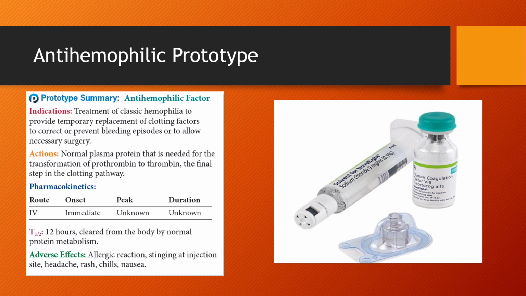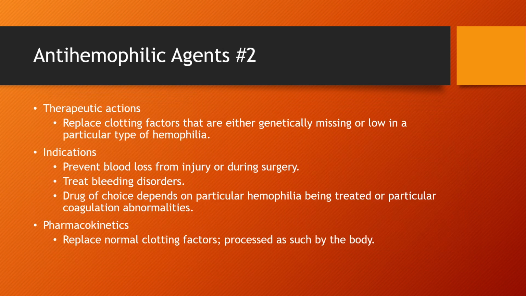Our prototype is anti-hemophilic factor, so it's going to be treatment of classic hemophilia to provide temporary replacement of those clotting factors to correct or prevent bleeding episodes. So it's indicated to prevent blood loss from injury or surgery, and to treat certain bleeding disorders. And again, the drug of choice is going to depend on the particular hemophilia that's being treated or the coagulation abnormality.